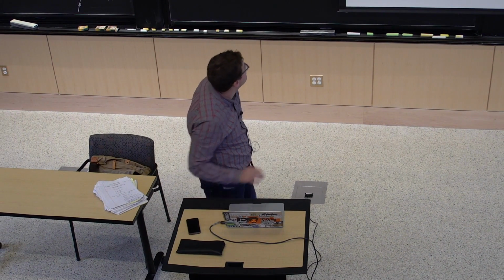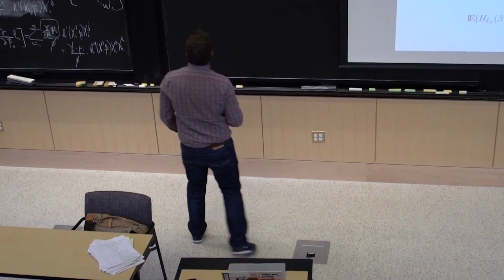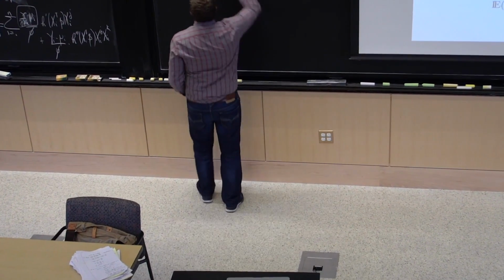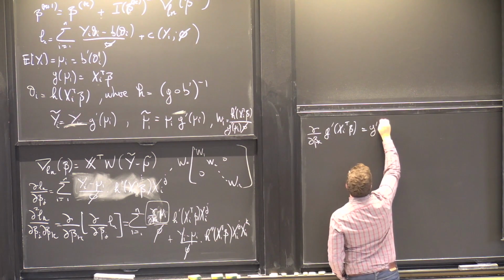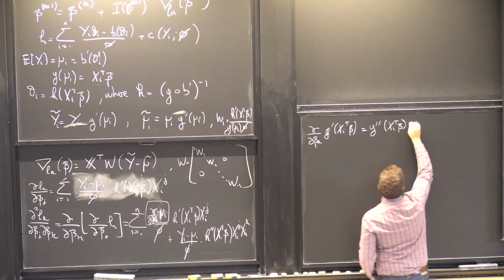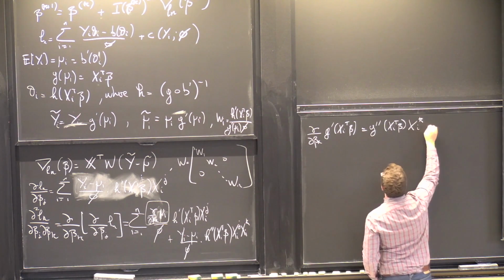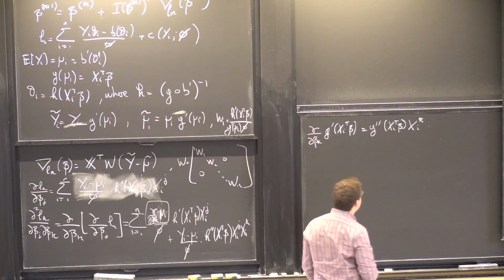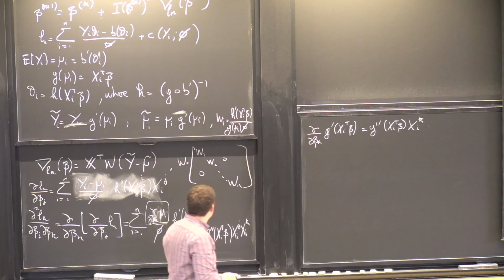Well, there's no one that actually makes my life so much easier. Let's just write it. Let's go with this guy. So it's going to be g prime prime of xi transpose beta times xik. Okay? So now what do I have?